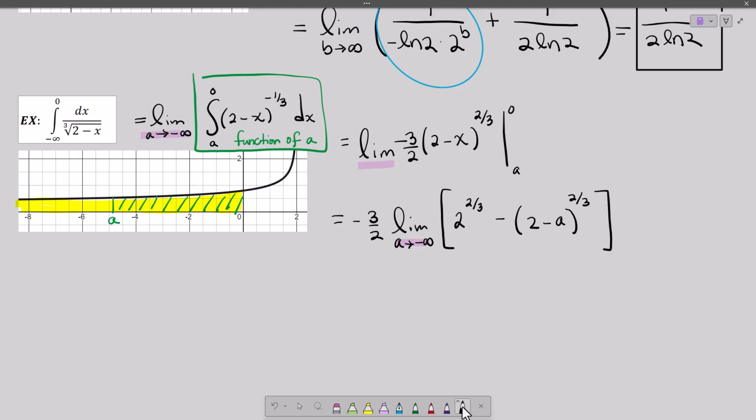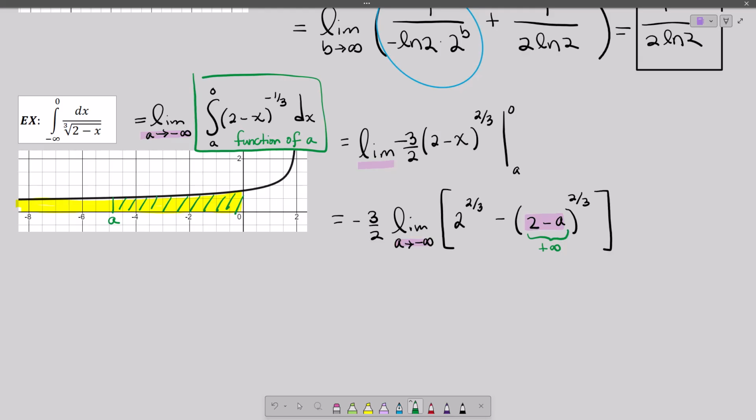think to ourselves, what's happening in here first? So as a is going to negative infinity, I find it helpful to put little brackets and do this like an onion. Start on the inside and move out. Isn't this part inside here going to positive infinity? All right, so 2 minus infinity. So just that part's going to positive infinity.